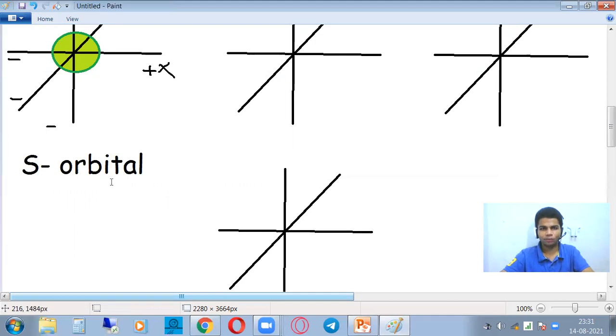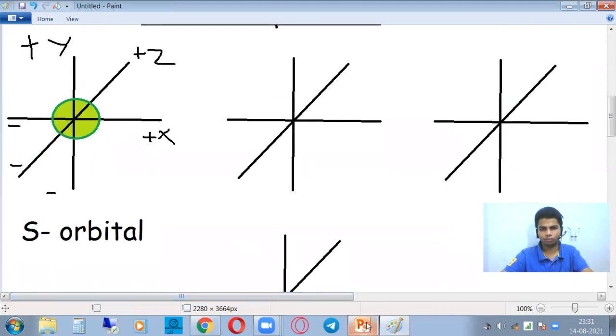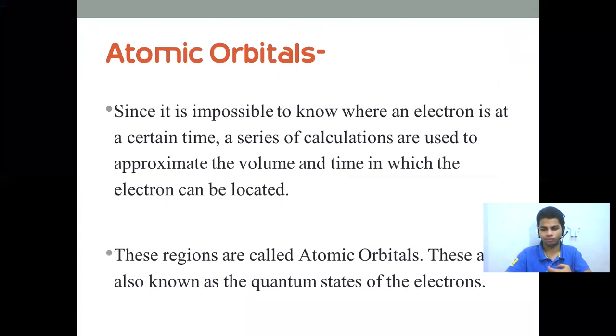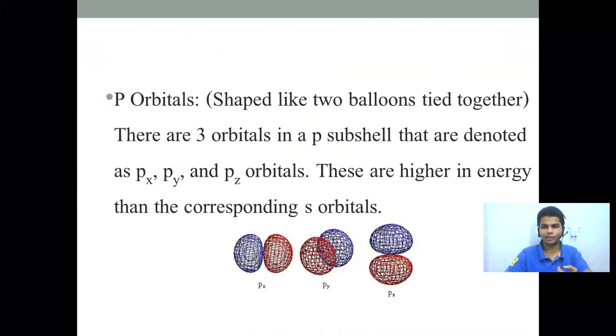Now let us understand the p orbital. It is a little bit different from the s orbital. The shape of the p orbital is a dumbbell shape, like we use for exercise in the morning. And I already mentioned that in the p subshell there will be three orbitals. If I name them, they are px, py, and pz. So the p orbital shape is like two balloons, or you can say a dumbbell. The three orbitals in the p subshell are denoted as px, py, and pz.